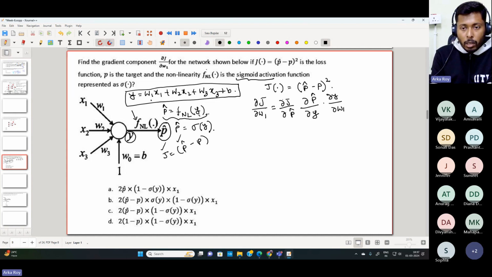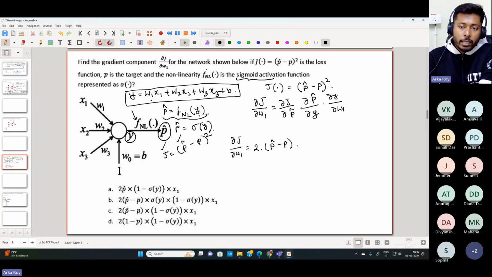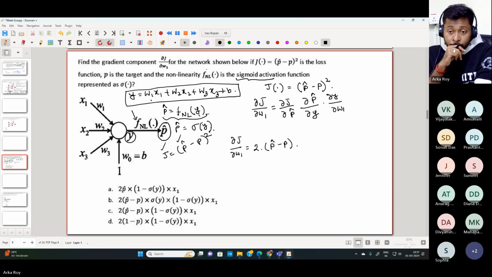Okay. Now we just need to evaluate these derivative values. So del J by del w1. The derivative of J with respect to p hat will be, sorry, there is a square over here, so it will be 2 into (p hat minus p). Then we have to take the derivative of p hat with respect to y. We can see that p hat is basically sigma of y. And what is the derivative of the sigmoid function?